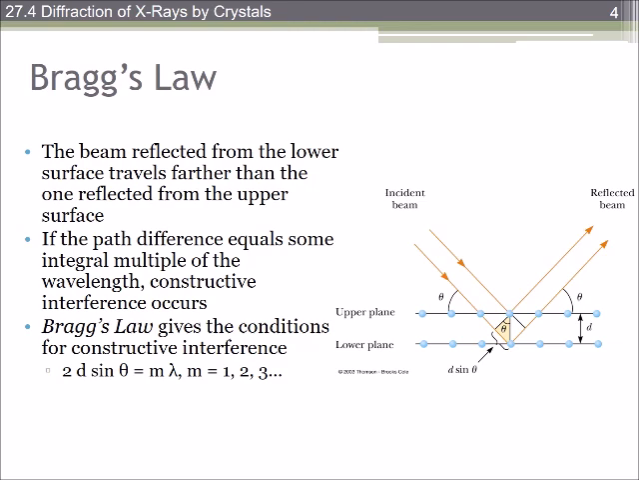So Bragg's law states that as the beam comes in and goes out, we'll have an incident beam and a reflected beam. The beam reflected from the lower surface travels a little bit farther distance than that of the upper surface. So this path difference is equal to some multiple of the wavelength of light, and so we can get m equals 1, 2, or 3. Typically we're going to use 1, and so if I know the wavelength and I know the angle, then I can figure out the distance traveled and figure out what the difference is between those two layers.